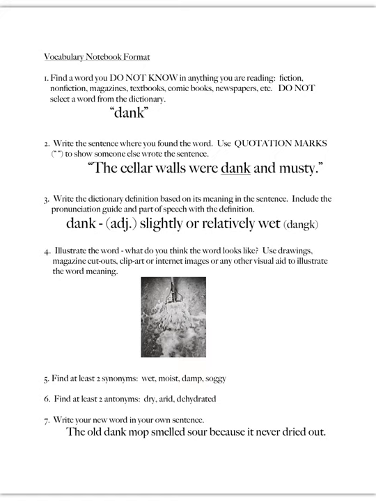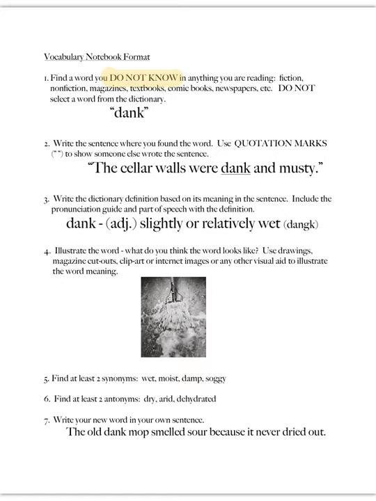So step 1, find a word, and here's the key. You do not know in anything you are reading. It could be fiction, nonfiction, magazines, textbooks, comic books, newspapers. Do not select a word from the dictionary. And the reason for that is you need to be able to have the word found within context, which means it's found in text so that you can read the sentences that came before it, the sentences that came after it, read it within the sentence to help you try and get a better idea of what the word means.